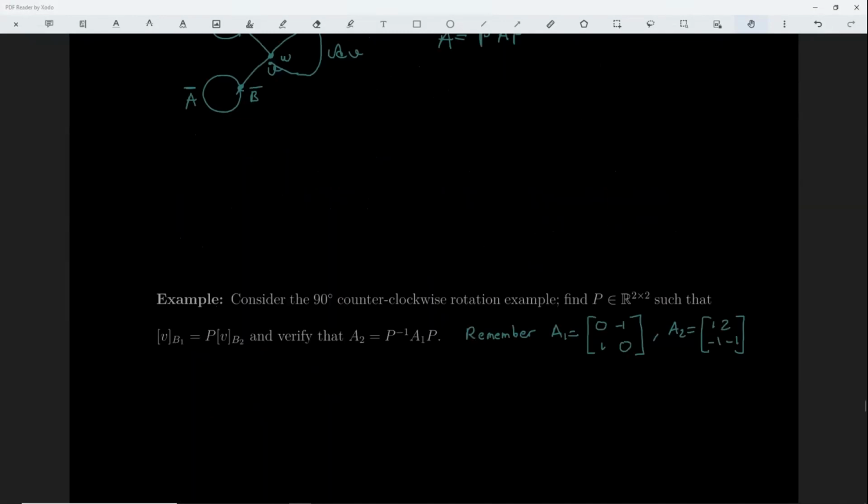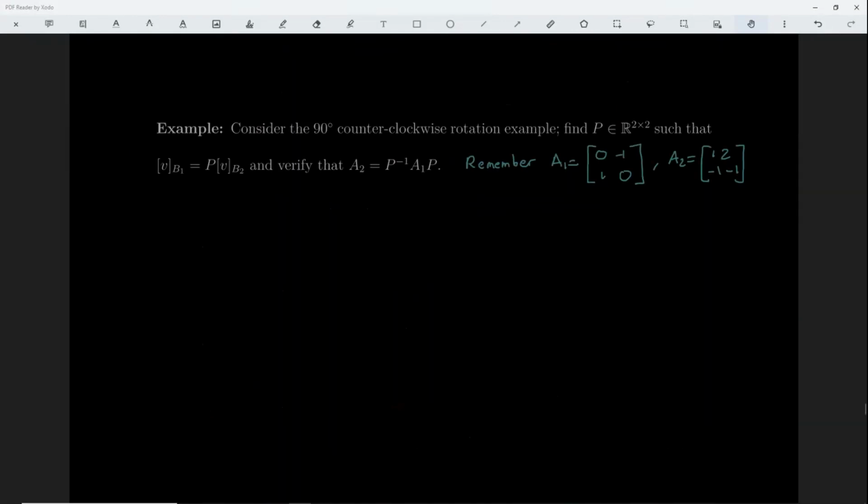So do you have any questions up to here? If not, we will continue with our examples. Any questions? All right, so let's continue with our next example.